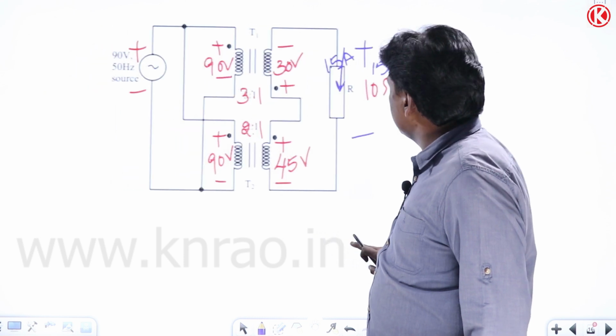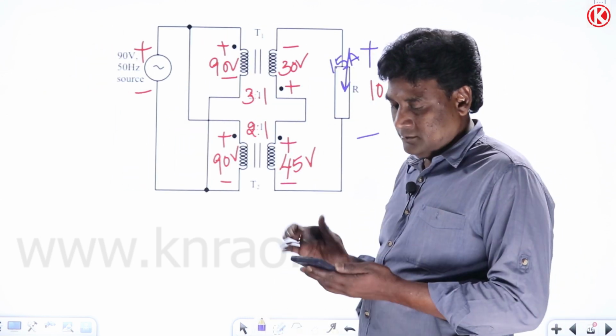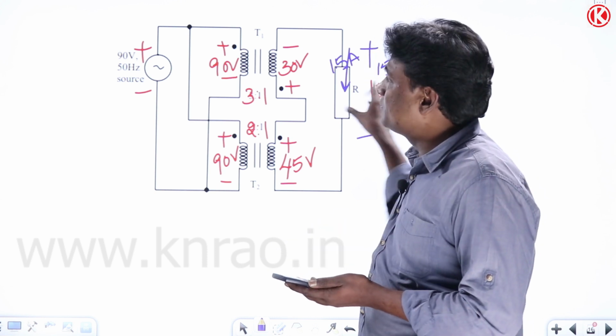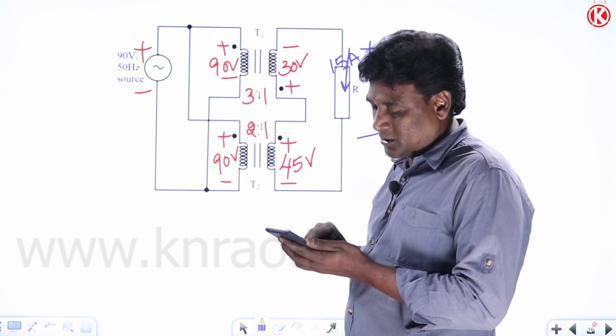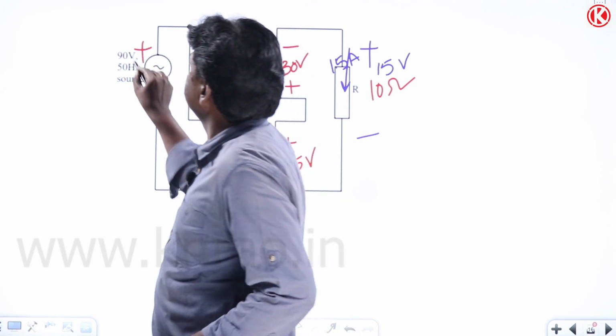So how much is the power absorbed here? V into I. So 15 into 1.5. 22.5 is the power absorbed. Now, the same power should be absorbed at the source. So divided by 90 is going to be 0.25 amperes.